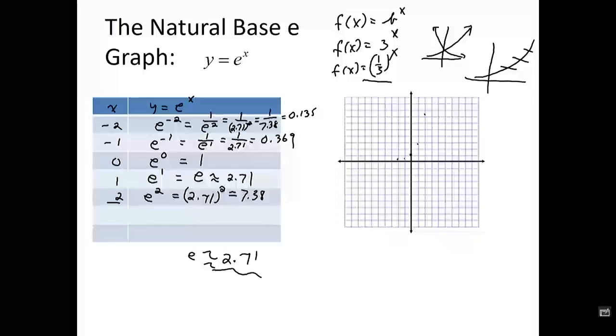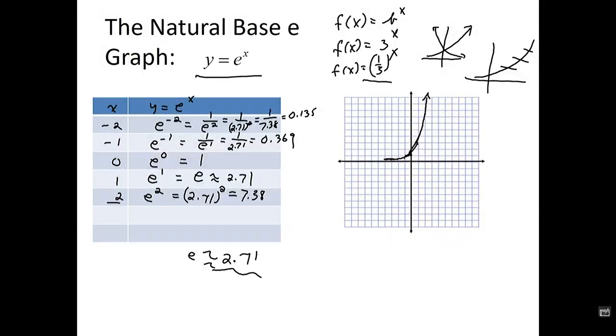Connecting the points, all right, so this is the graph of y is equal to e to the x.